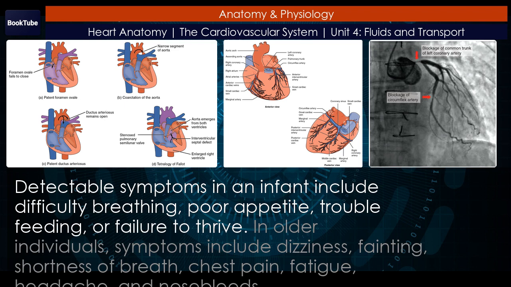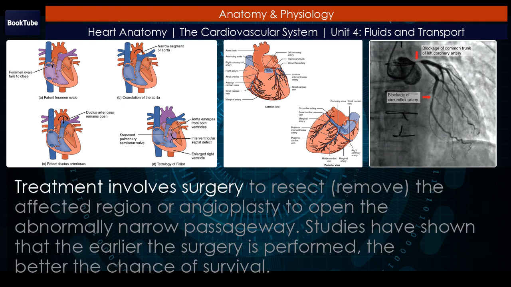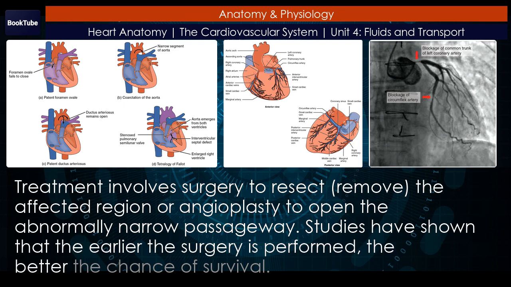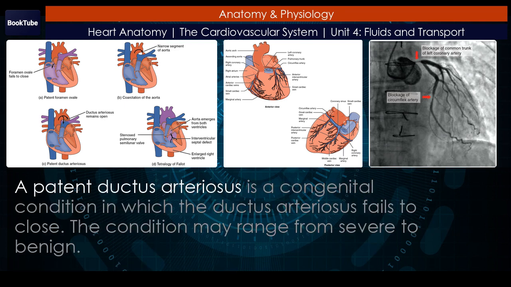In older individuals, symptoms include dizziness, fainting, shortness of breath, chest pain, fatigue, headache, and nosebleeds. Treatment involves surgery to resect, or remove, the affected region, or angioplasty to open the abnormally narrow passageway. Studies have shown that the earlier the surgery is performed, the better the chance of survival. A patent ductus arteriosus is a congenital condition in which the ductus arteriosus fails to close.